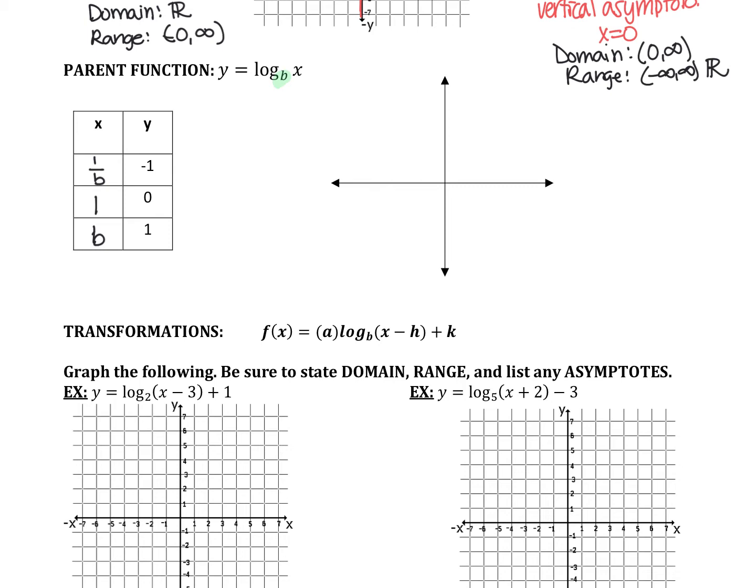And so when I sketch this graph, I don't really know what b is, and the parent function is going to differ based on whatever that base happens to be. So we'll call this 1, we'll call this b. My graph is going to look something like 1 over b, -1; 1, 0; and b, 1. We'll call this 1. And my graph is going to look like this. We are going to have a vertical asymptote, and that's going to be important.